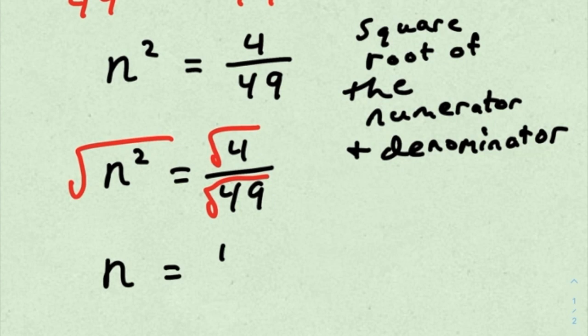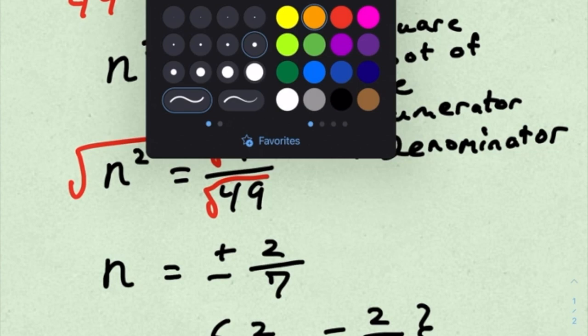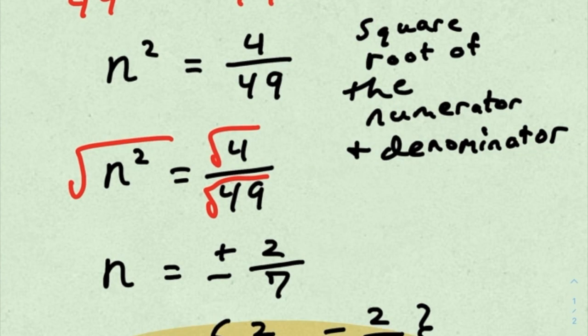And now I'm going to have my plus or minus answers. The square root of 4 is 2. The square root of 49 is 7. So if I was looking for my answers to be shown as 2 separate numbers, it would be n equals positive 2 over 7, comma, n equals negative 2 over 7. And I'm done. So again, this is just a little twist on solving for square roots when it comes out to be a fraction.